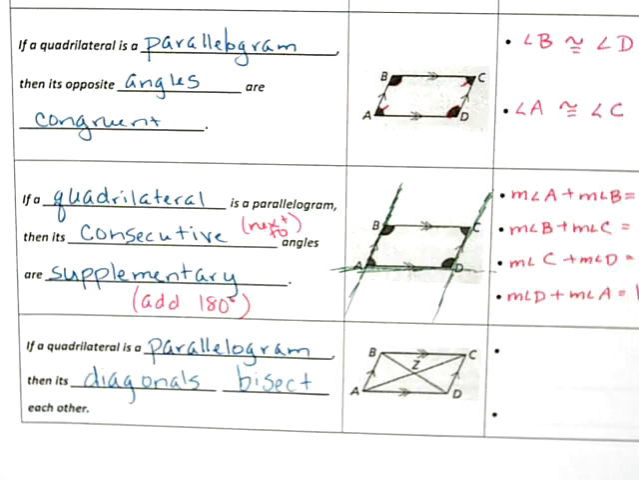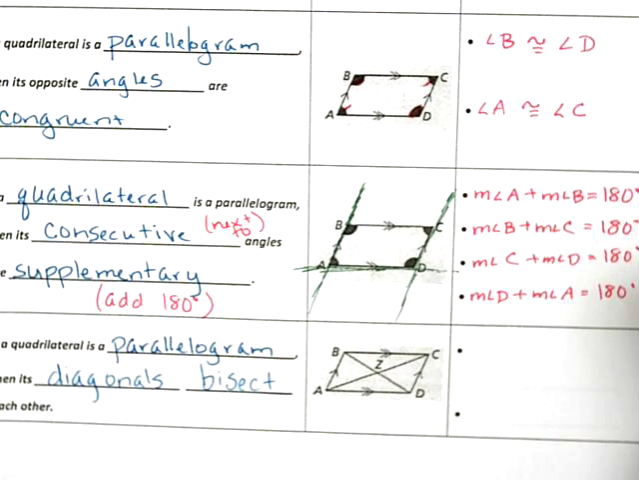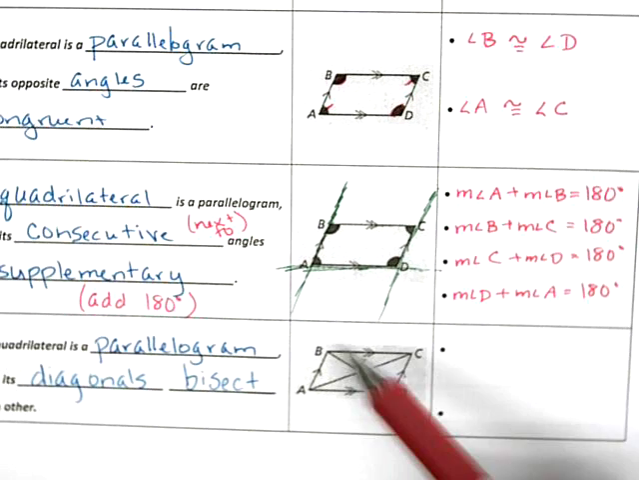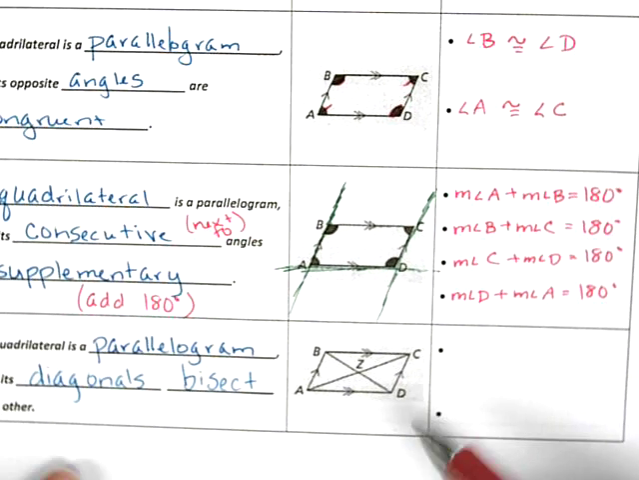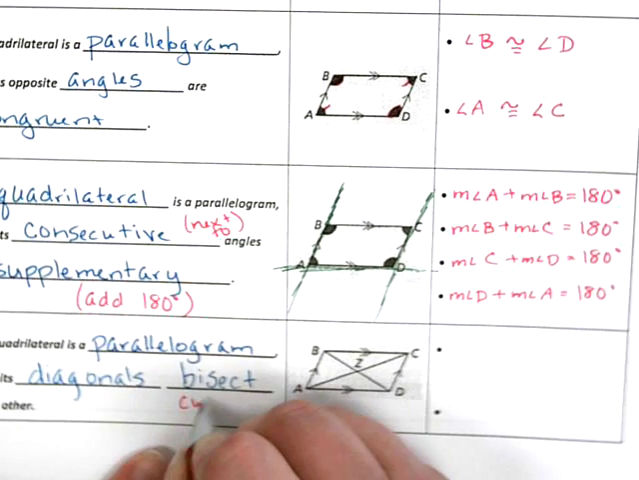Okay, this is a really important theorem. They're all pretty important, but this one is one that we use not quite as often, so it's a little bit harder to remember, but it's just as important. Okay, so we have a parallelogram, and we're saying that the diagonals bisect each other. Remember that bisect means that it cuts in half.